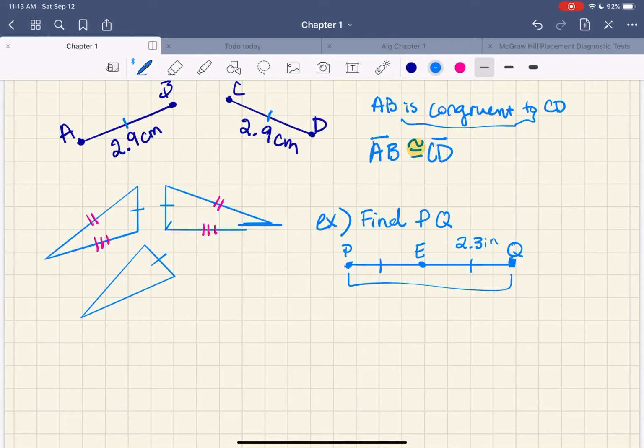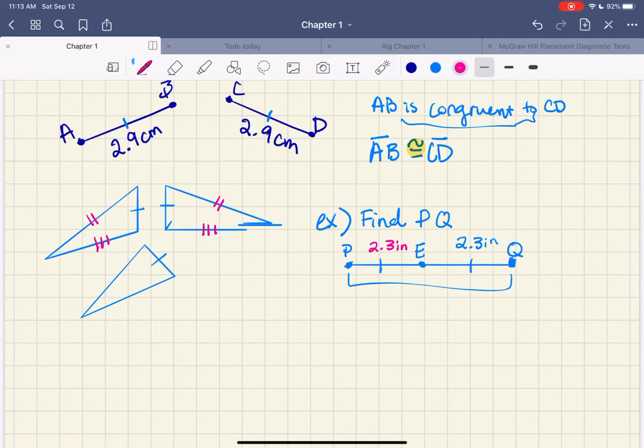If you see those dashes in something like that, you know that this length is also going to have to be 2.3 inches, because that's what it means to be congruent. I have the dashes, so it's congruent. If it's congruent, then they have the same measure. And that is going to allow you to find PQ, and you move on from there, right?